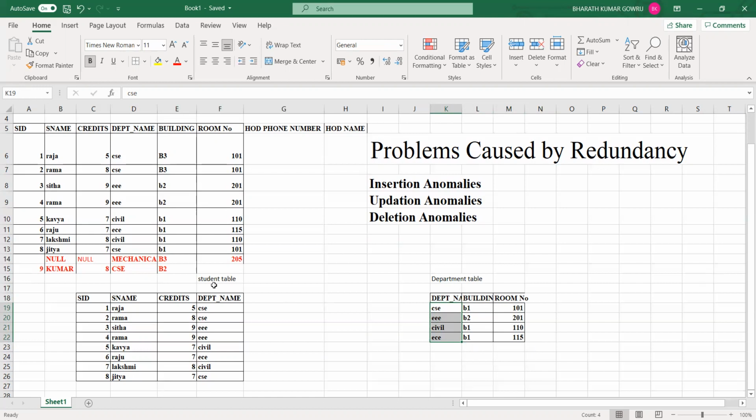Now we will consider another table, that is the student table. All the student details are available here: eight students, Raja, Rama, Sita, like that. Credits and department name are available here. Please observe, for these two tables, the student table and the department table, some relation is there.